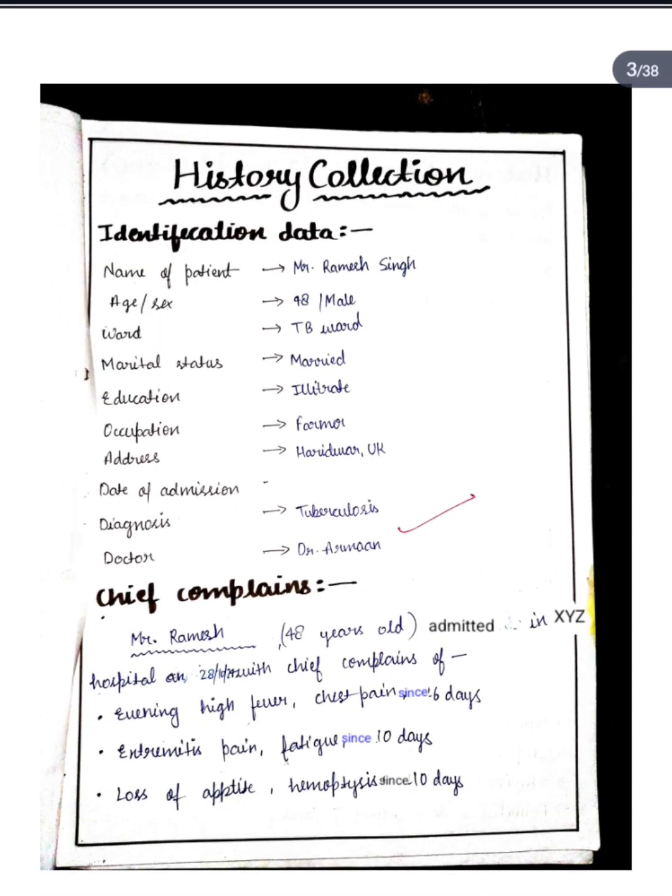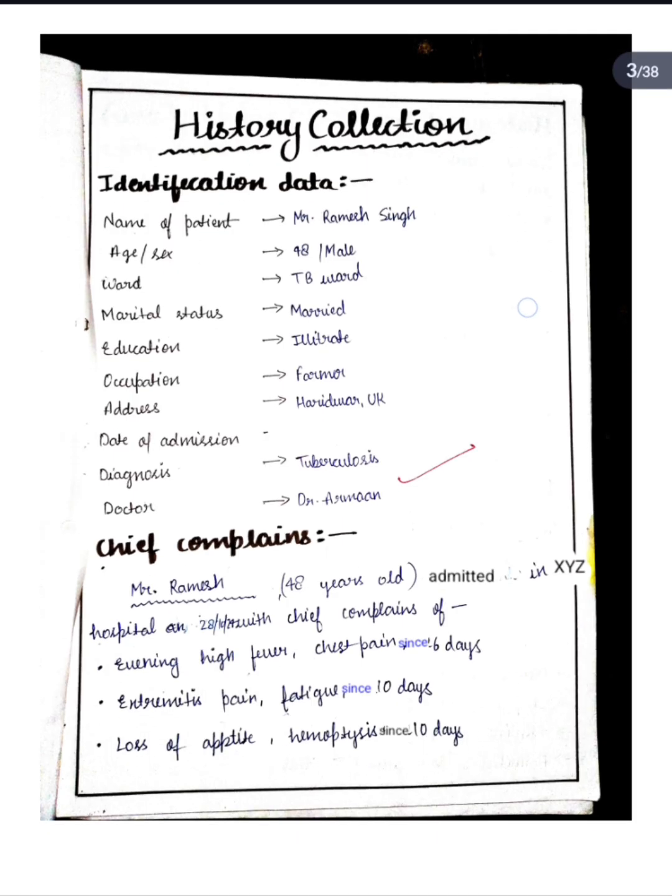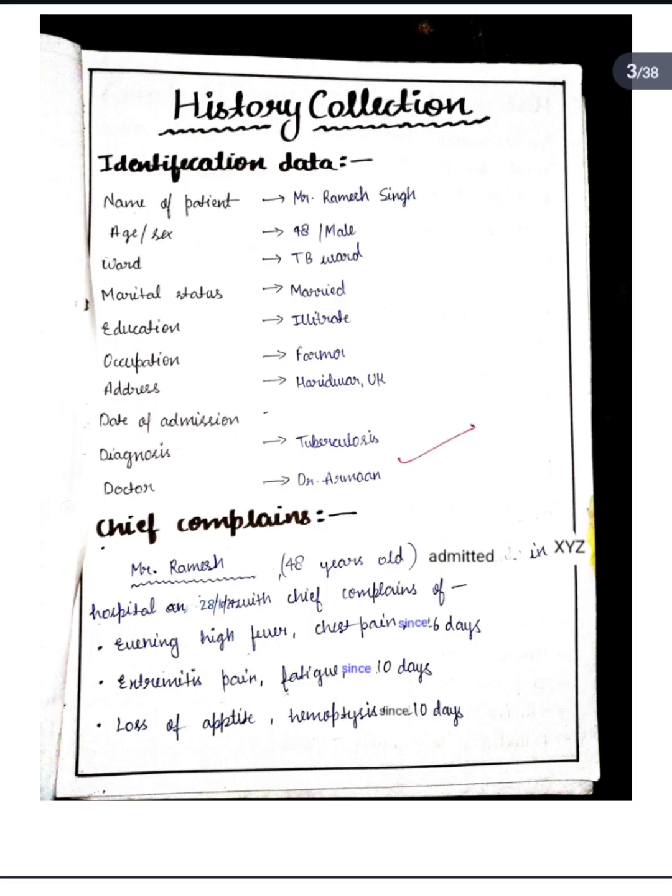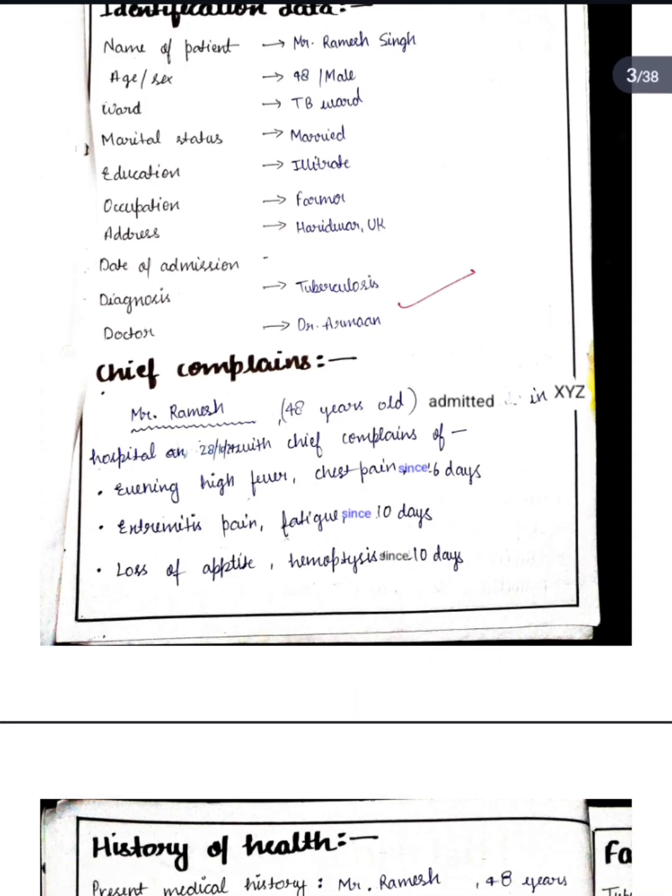In the beginning, we write the normal demographic data, or we can say identification data of the patient, like his name, age, gender, where he came from, and chief complaints, like he is X age and admitted in XYZ hospital on this date, with the chief complaint of, as I have written, high fever and chest pain. You should surely write the duration, like since 10 days.